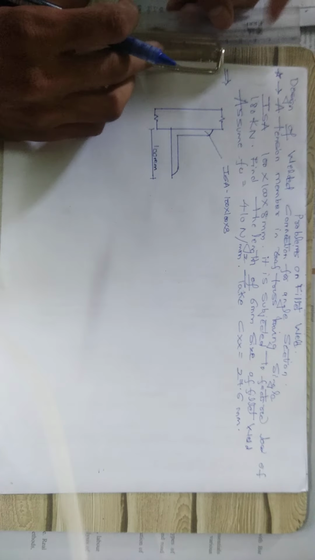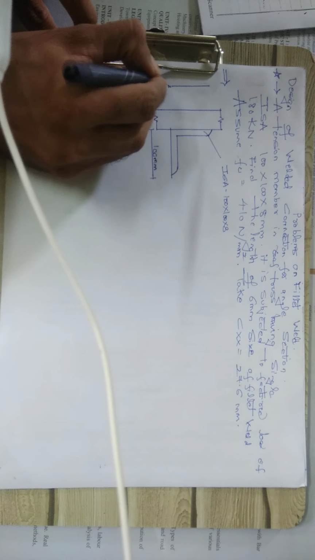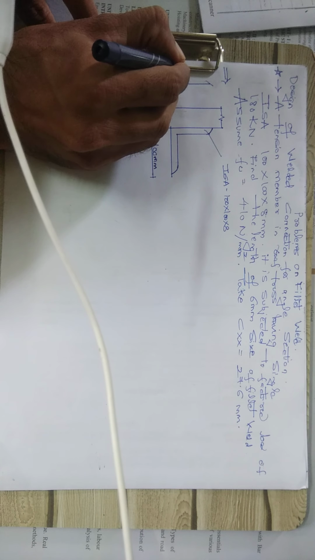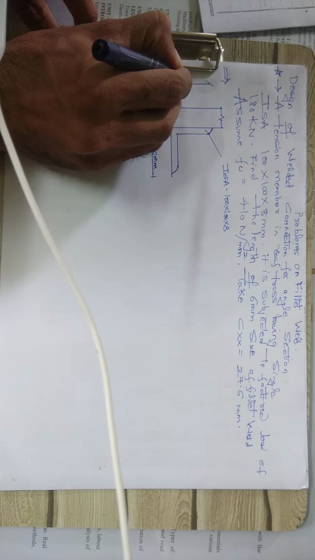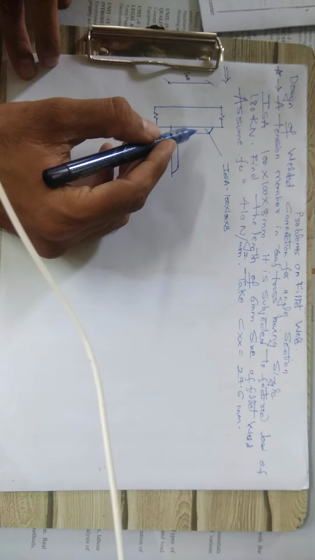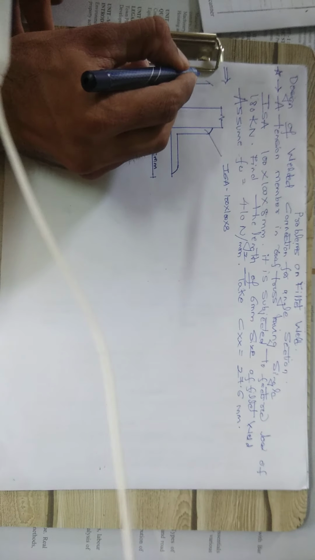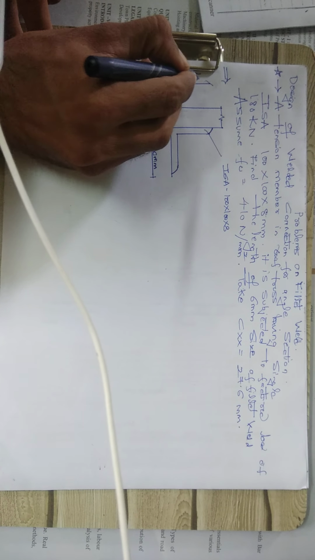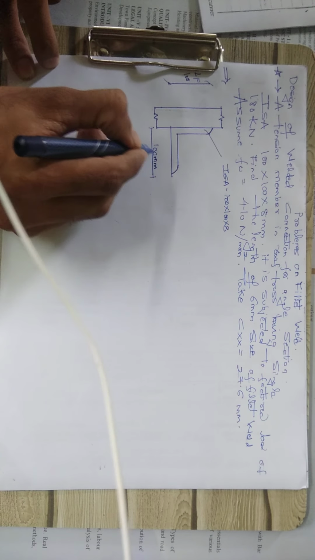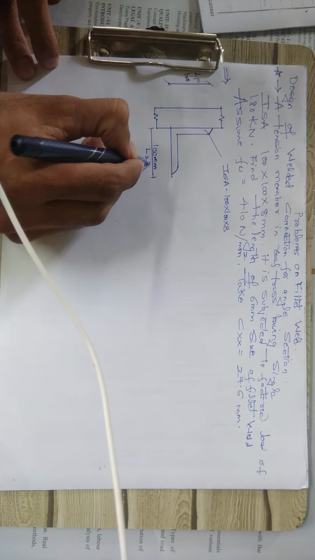Whereas this vertical side is also given as 100. The size of the angle is 100. This side we are calling L1, so L1 is equal to 100. And this side we are calling L2, so L2 is also 100.